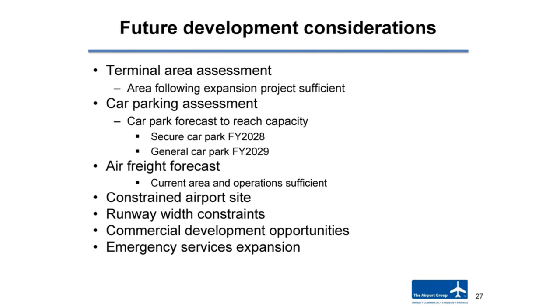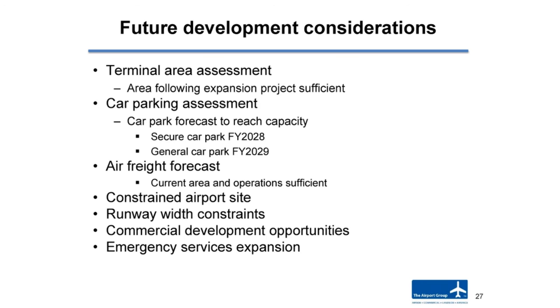We produced an air freight forecast, which was essentially a capacity and a high-level throughput forecast, and determined that the current area and the operations for air freight was sufficient moving forward. It was identified that the airport site is pretty constrained.